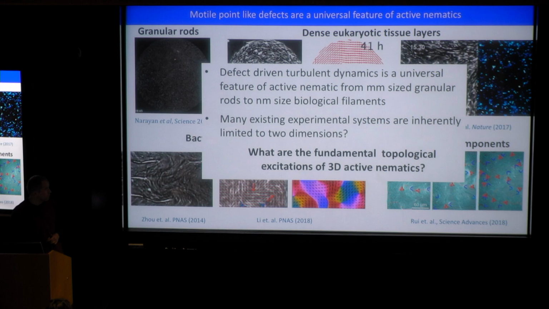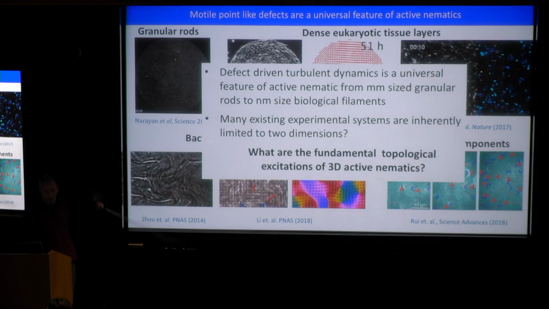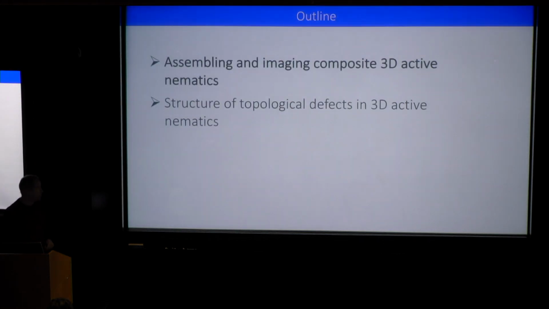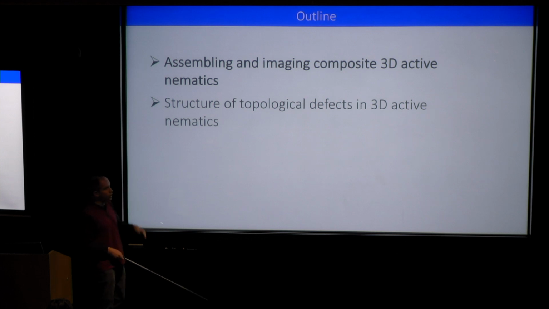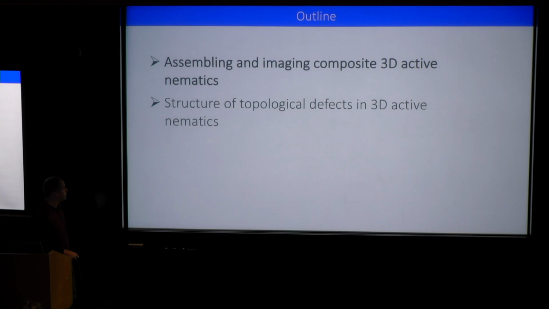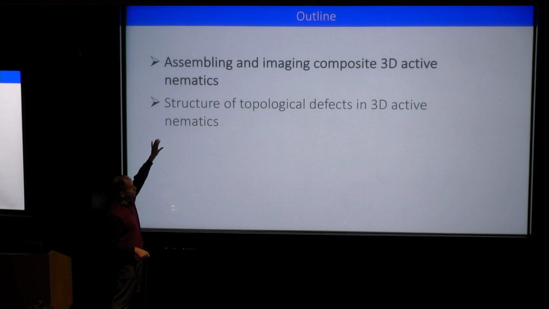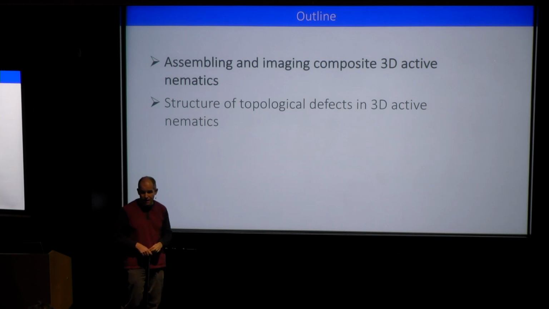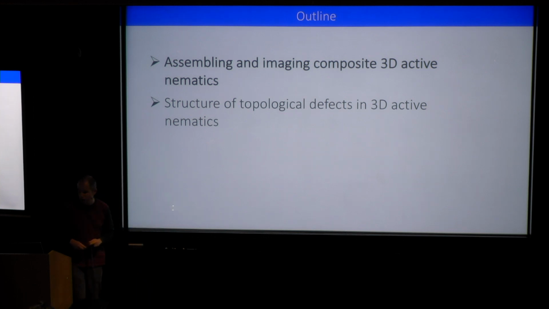And so that's what I want to address in my talk. The first thing I want to say is how we go about making this material and imaging its spatial structure and temporal dynamics. And then I want to say something about the peculiar role of topological defects in 3D active nematics as opposed to 2D active nematics.